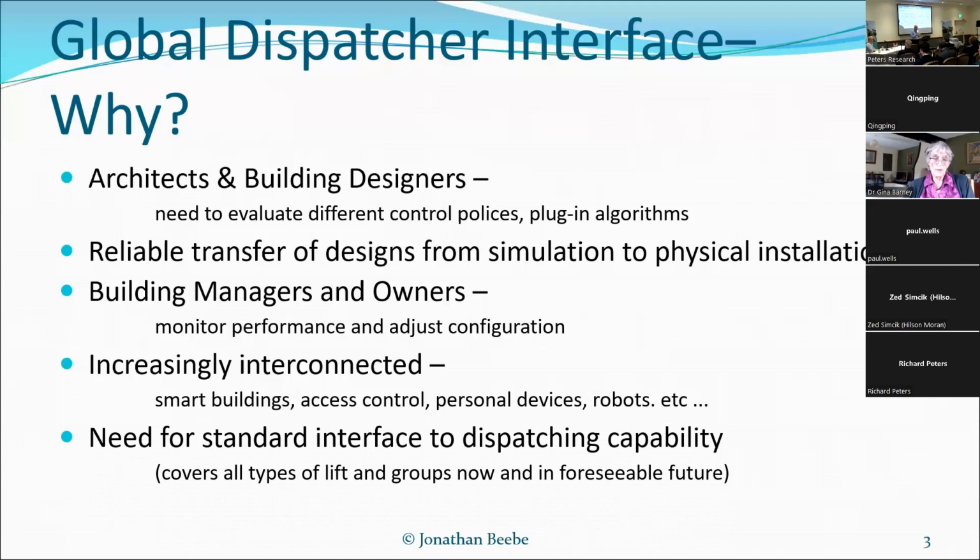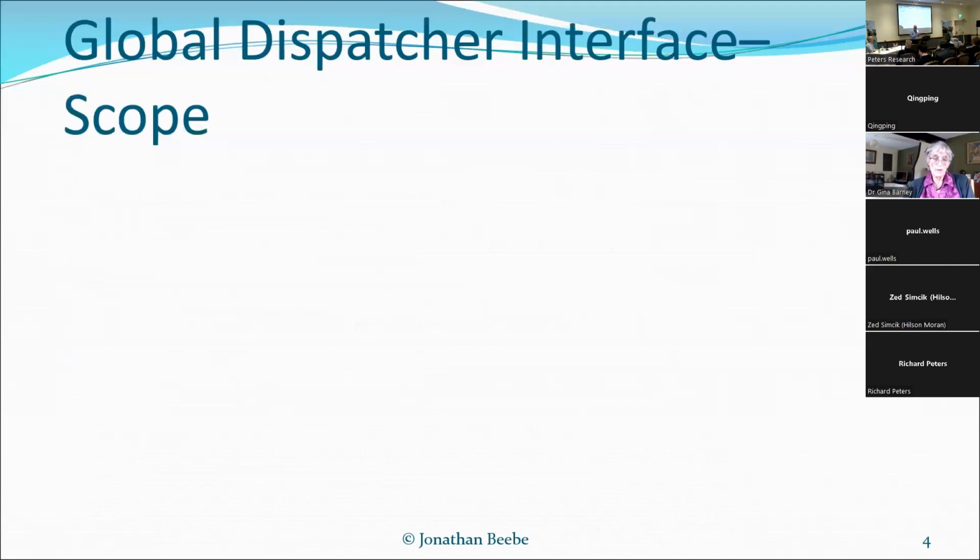It's got to cover all types of lifts and groups, both those that exist now and in the foreseeable future. So we're talking about anything from a very simple duplex group to multiple ropeless cars sharing the same lift shaft and moving independently up and down that shaft. It's directional calls, destination calls. So it really needs a sort of standard approach.